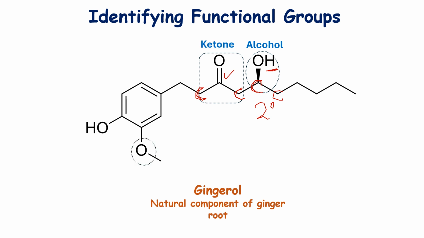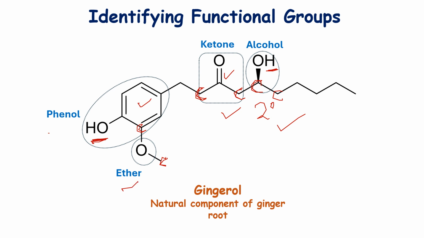Here we have oxygen that is single bonded to carbon on both sides, and this is an ether. Next we have an OH group, but this OH group is present on the benzene ring, so we will say that it's a phenol. So in gingerol we have secondary alcohol, ketone, ether, and phenol functional groups.